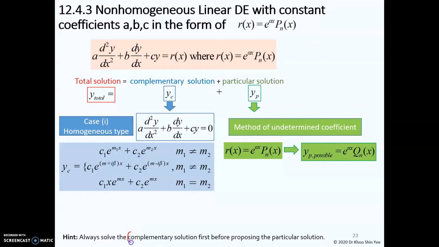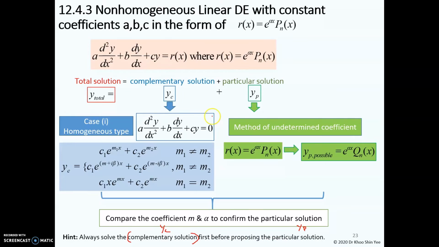We should always solve the complementary solution first before we propose the particular solution. First of all, we solve the homogeneous part of the ODE, where the right hand side is equal to 0. So you can obtain the root from the characteristic equation, and then you can form the complementary solution. From the complementary solution here, you know the corresponding coefficient for the m1 and m2.